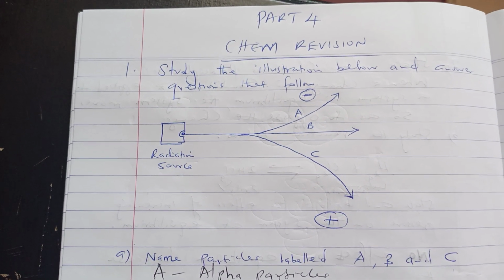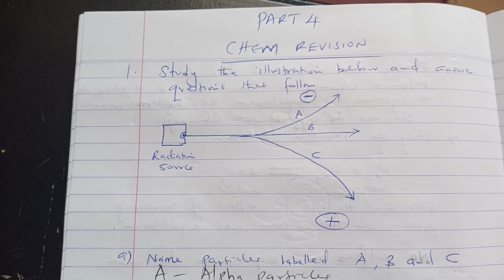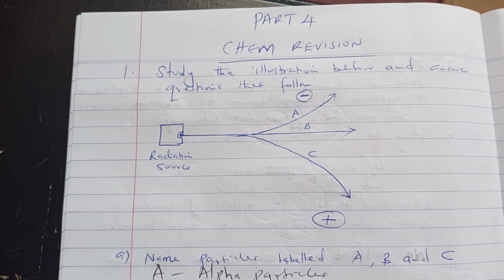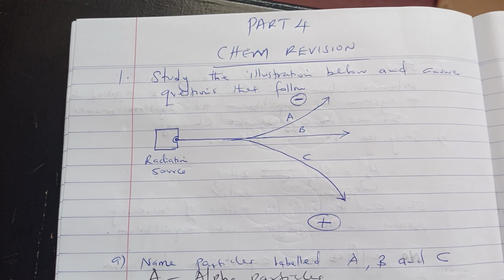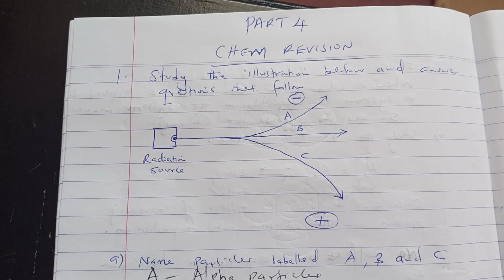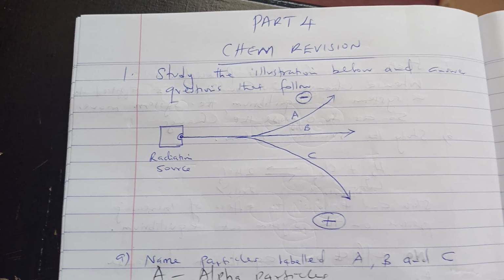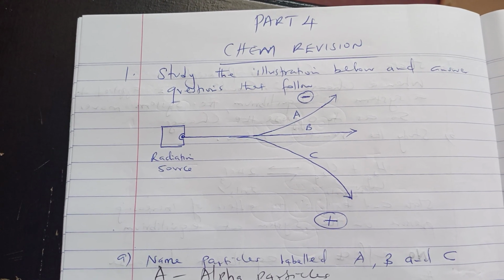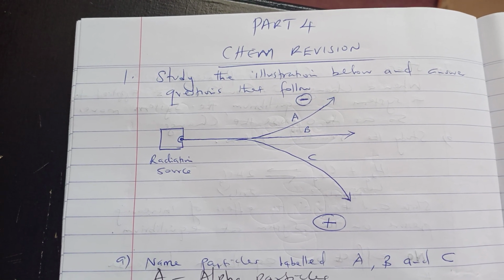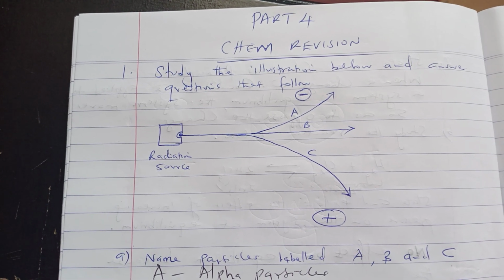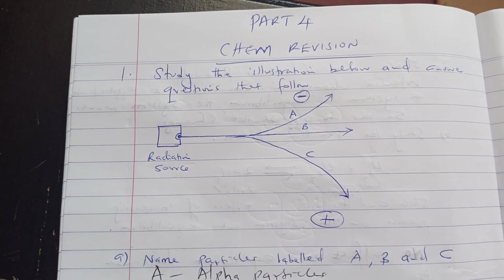There's a radiation source. There's a particle A, B and C. You can see A is attracted by the negative part of the magnetic field, B is not, and C is attracted by the positive part of the magnetic field. We said this in radioactivity, that there are three main particles: alpha particles, gamma rays and beta particles. Gamma rays are neutral and therefore they're not affected by the magnetic field. Alpha particles are positively charged, attracted by the negative part of the magnetic field. Beta particles are negatively charged, attracted by the positive part of the magnetic field. So it means A must be alpha particles, B must be gamma rays, and C must be beta particles.